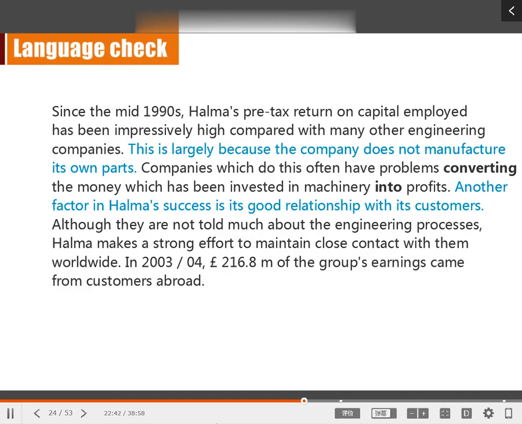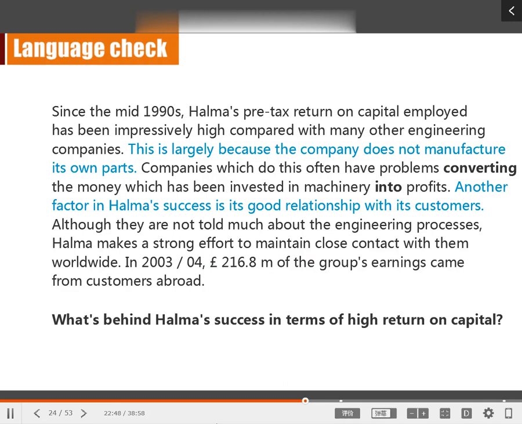Now here, let's read this part and answer the question. What's behind Halma's success in terms of high return on capital? And I encourage you to answer the question by using the two phrases below. Okay, great job. So here, first of all, a large part of Halma's success in terms of high return on capital can be explained by the fact that the company does not manufacture its own parts, but outsources them. And another factor of Halma's success is due to its good relationship with its customers. Okay, that's for this question.